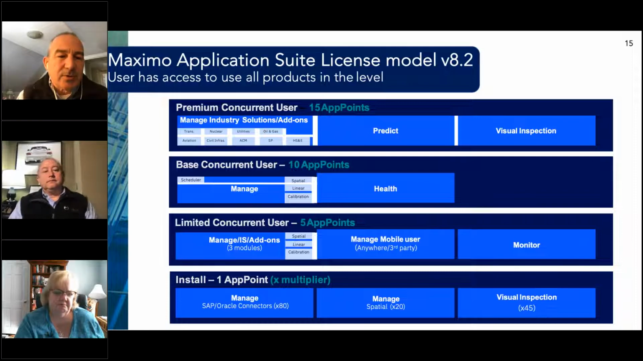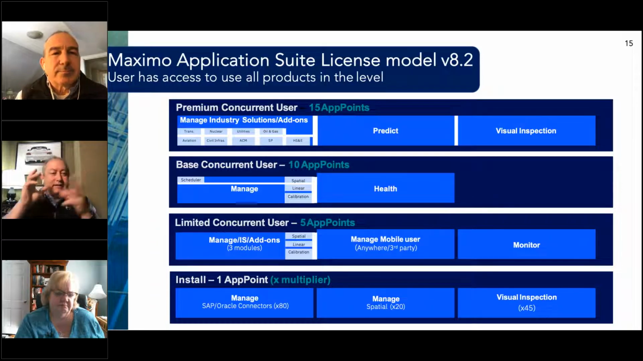The other thing I should note is that there's no separate limited use license for an industry solution, which is nice. So if you have an industry solution installed and you have some full use premium users, your limited use users don't need anything extra. This same 5 app points would give them access to the 3 modules, and it could include industry solution functionality. So that's that.